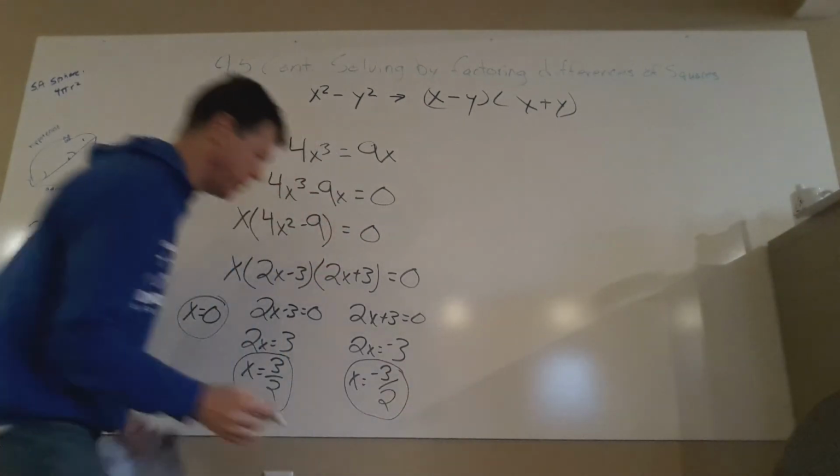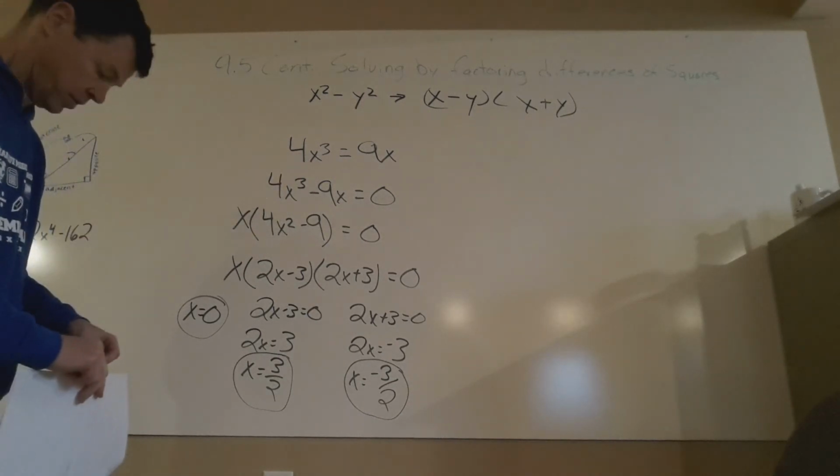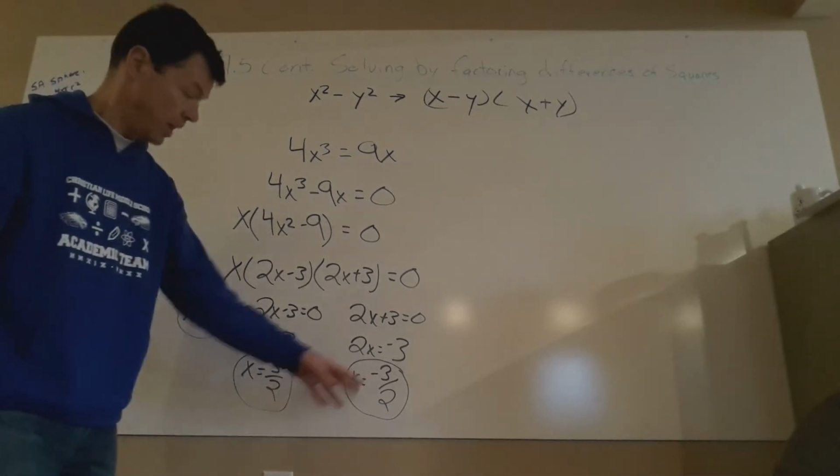So 3 possibilities in this situation because we've got an extra x in there. So either x equals 0, 3/2, or negative 3/2.